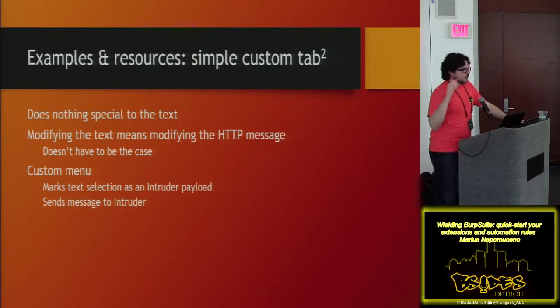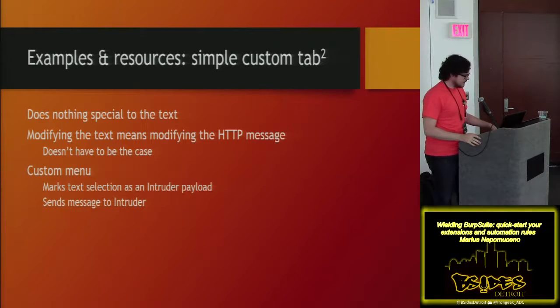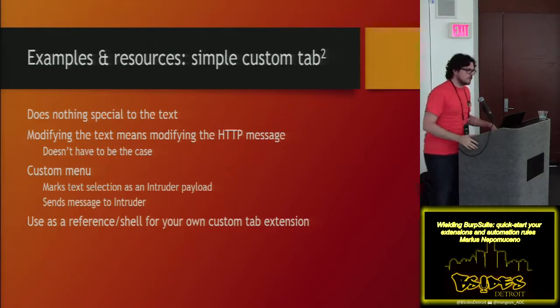It does have a custom menu, so when you see the custom tab with an HTTP message, you can select a piece of text by dragging your mouse. Right-click, and there will be an option to mark the text selection as an intruder payload and send it to intruder. When you send it, intruder already knows, because the extension tells it where your selection was, and automatically marks it as an attack position. Then you can proceed to do your own payloads from there. So use it as a reference or a shell for your own thing. See how it works, build it from there.